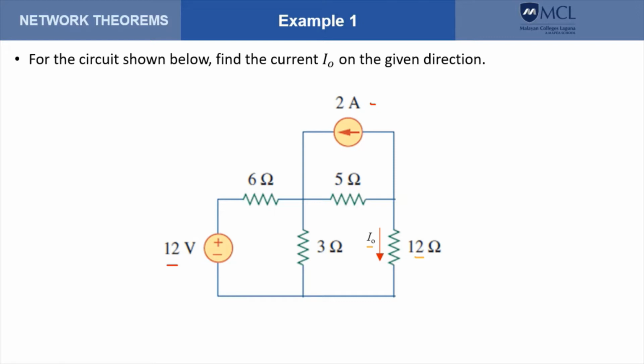It can be shown that the current I sub naught is really the total effect of the sources coming from the 12 volts and the 2 amperes. So that is where the superposition theorem comes in. We will attempt to compute for the components of the current that are due to the 12 volt source alone and the 2 ampere current source alone.